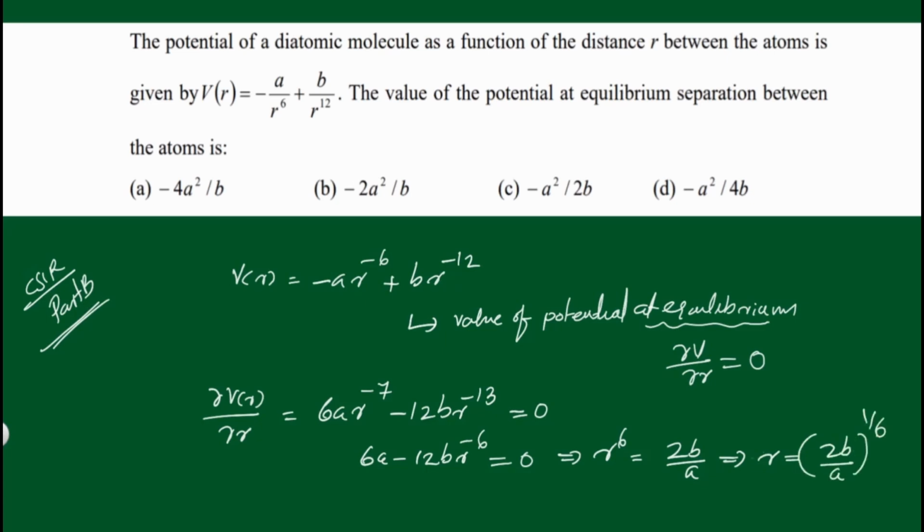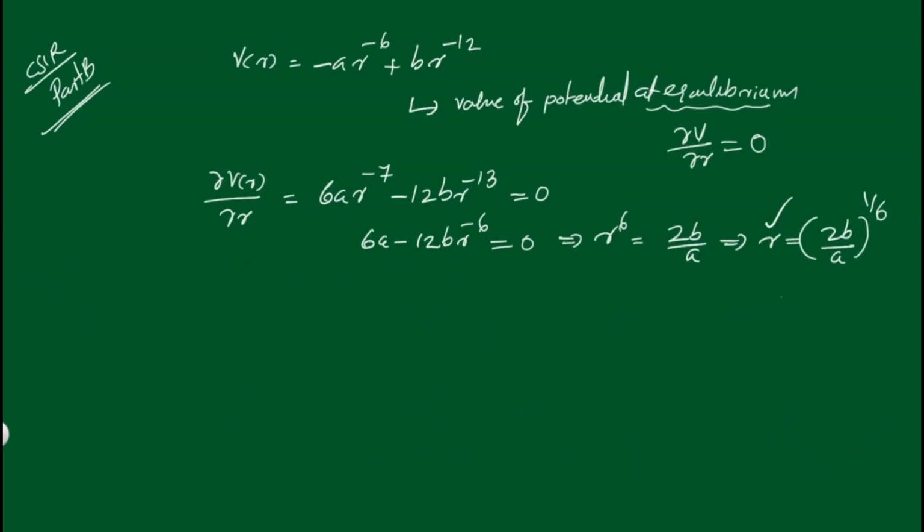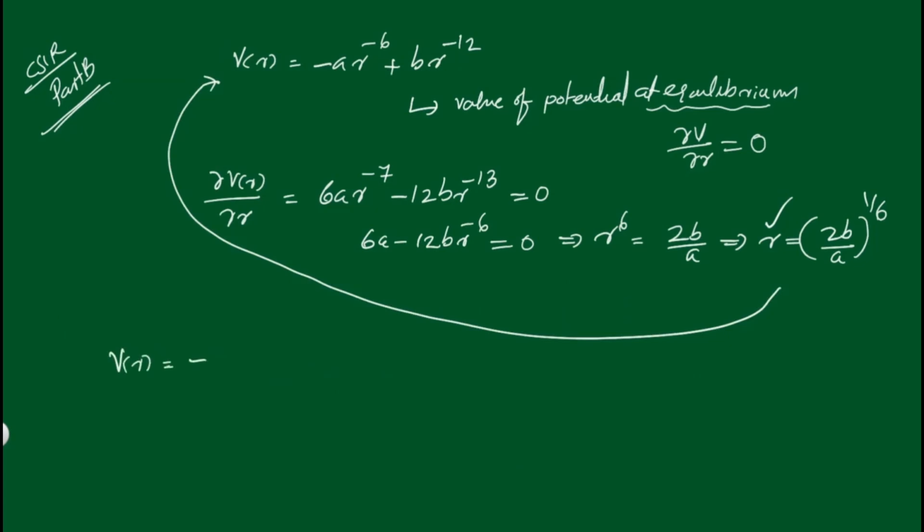Right. Now we got the value of equilibrium point, that is R equal to 2B by A all raised to 1 by 6. Now we have to substitute this value in our potential, that is V of R equal to minus A by R raised to 6 plus B by R raised to 12. Now you substitute this value of R in this equation and you will get the answer. Okay, it is simple. You just do it by yourself.